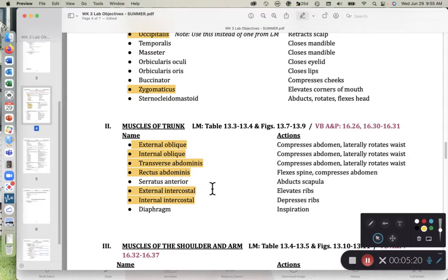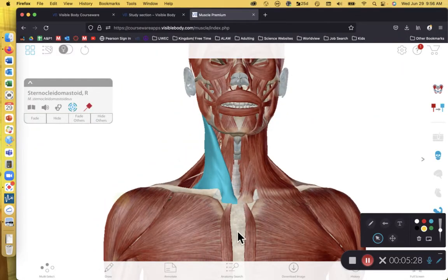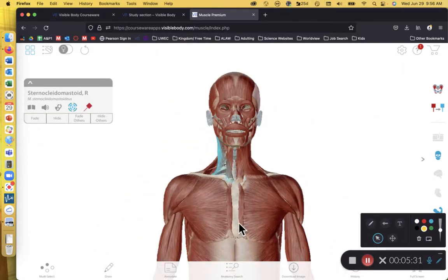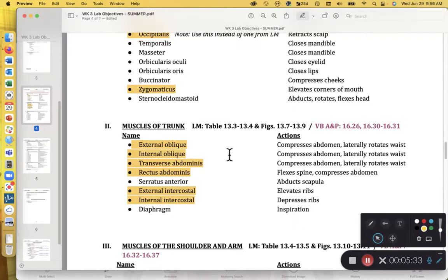So those are the muscles of the head that we want you to be able to commit to memory for lab. We also have some muscles of the trunk we want you to know. And there's a lot of talking points there with these. So let's go ahead and just flip over here and highlight the trunk. While we're looking at the trunk here, we have external and internal obliques.